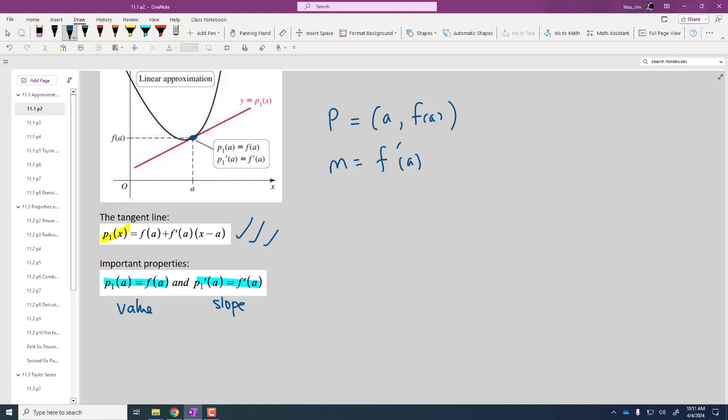Do we need to go through it, or is that clear? If we did y minus f of a equals the slope times x minus a, and then we add the f of a to the other side. That's supposed to be just a plus. So we add the f of a to the right-hand side.